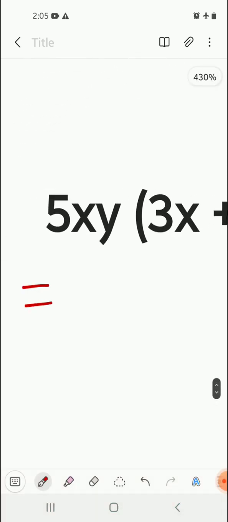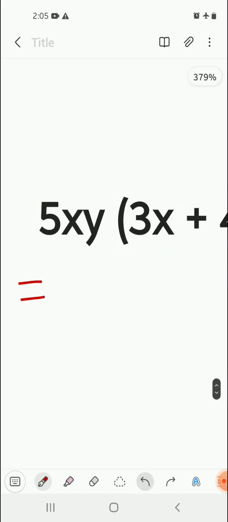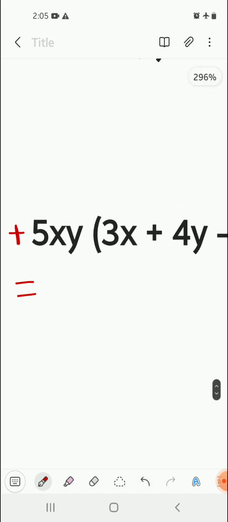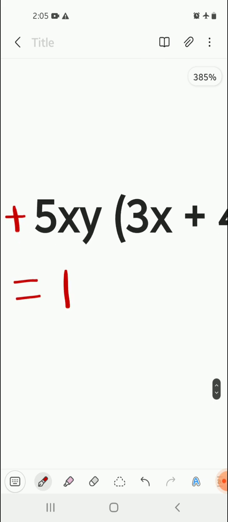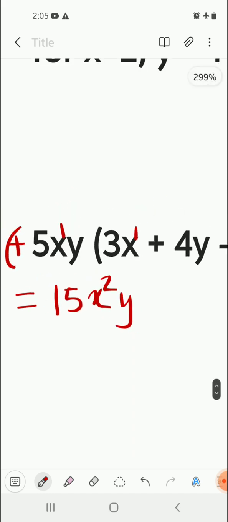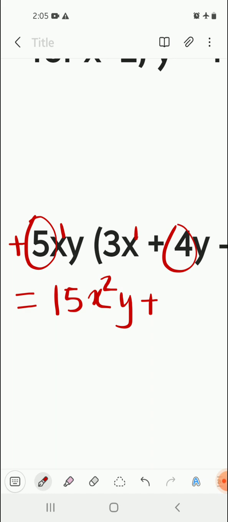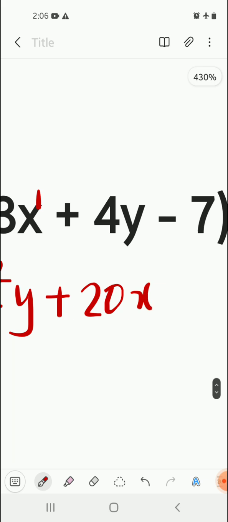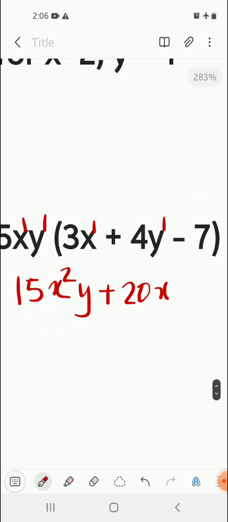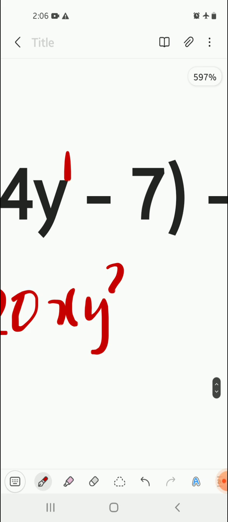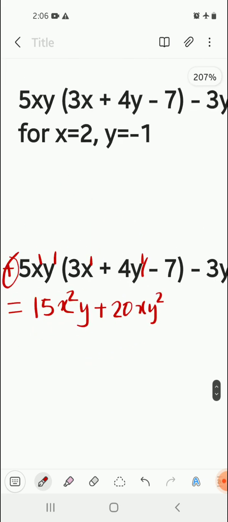Over here, 5xy into 3x. Basically 5xy means plus 5. So plus 5 into plus 3, it is plus 15. So we write 15. X over here has the power 1, here the power 1, so it becomes the power 2, and then y. Moving on next, again plus into plus is plus, 5 into 4 is 20. X remains as it is. Y we have got here, y to the power 1, and here y to the power 1, it becomes y square.